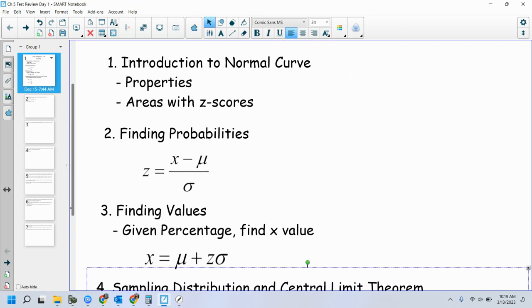Section 5.2, finding probabilities with z-scores. That's basically taking an x value and asking, what's the probability of getting bigger than this value? Take that x value, subtract the mean, divide by sigma, and that gives you your z-score, which you then take to the table. Remember, when the probability is greater than this, it's 1 minus the probability from the z-score. When it's less than, you just take the probability off the z-score table.